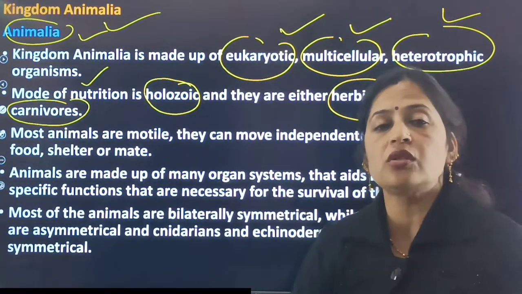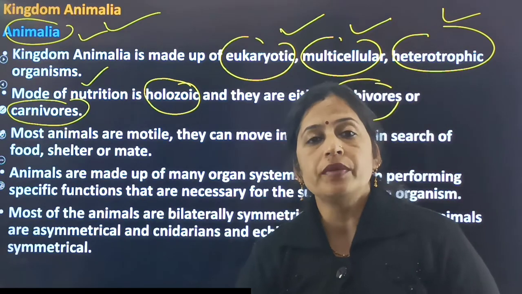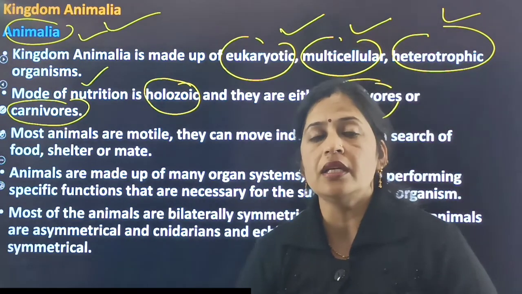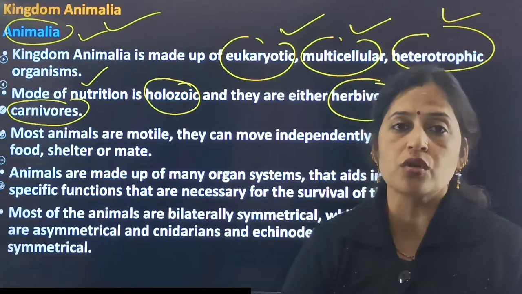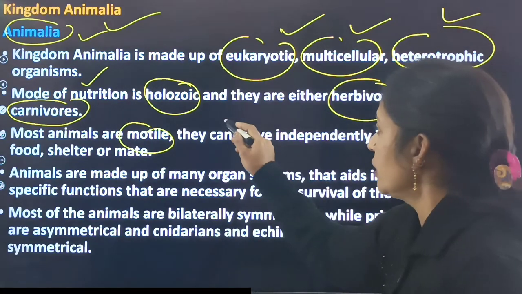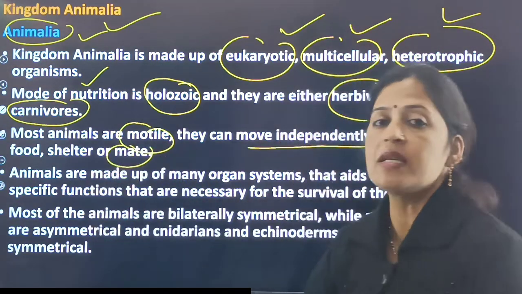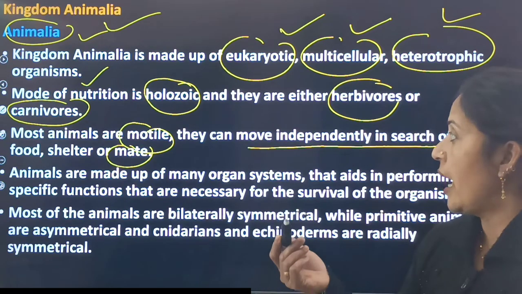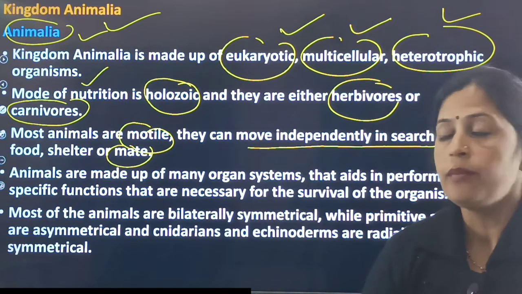If they are herbivorous, they depend totally upon plants for their food. But if they are carnivorous, they depend upon flesh for their food. So the most important feature in the Animalia is that the mode of nutrition is holozoic. Most animals in Animalia are motile. Motile means they can move independently in search of food, shelter, as well as mate.